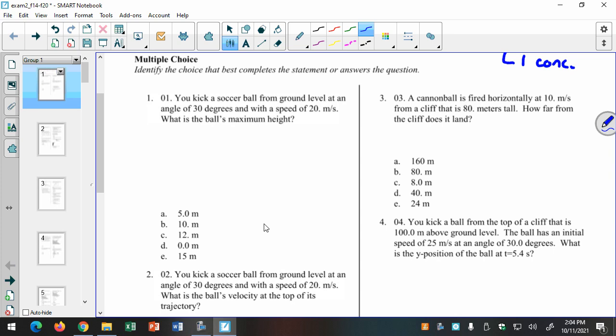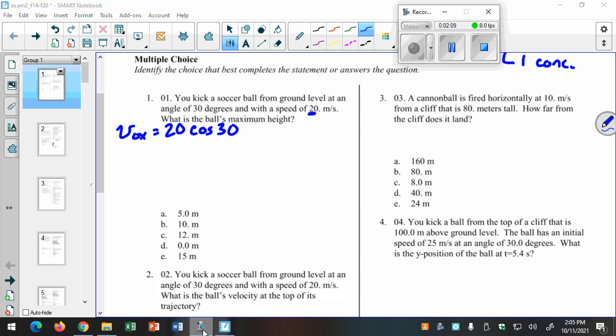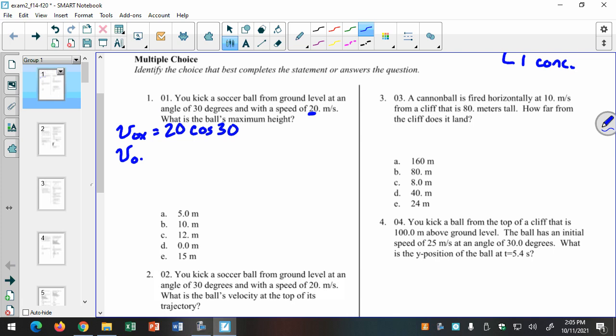The first thing that you should do is just calculate the x and y components of v naught. So v naught x is equal to v naught, which is 20 meters per second, times the cosine of the angle 30 degrees. And then v naught y is 20 sine of 30. So that's equal to 10. And v naught x is equal to 17. I find if you just calculate those right out of the gate, it makes it a little easier.